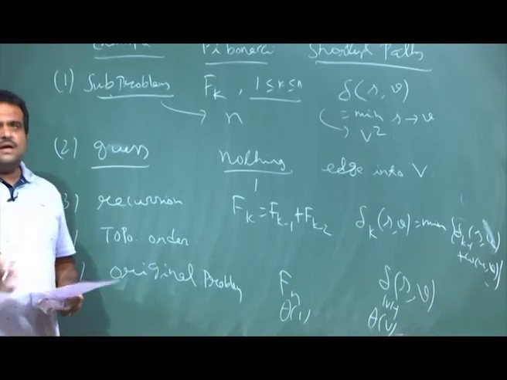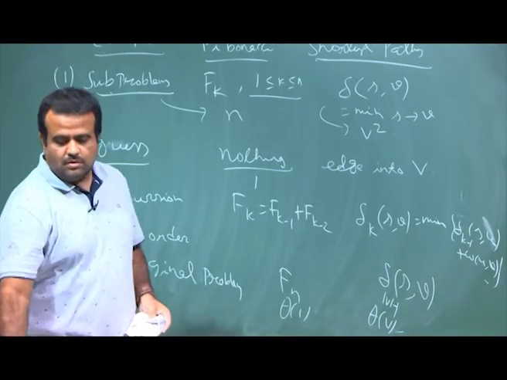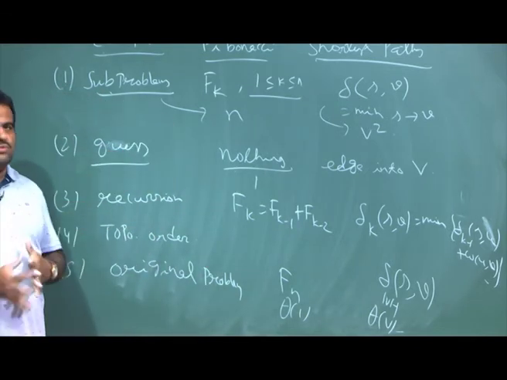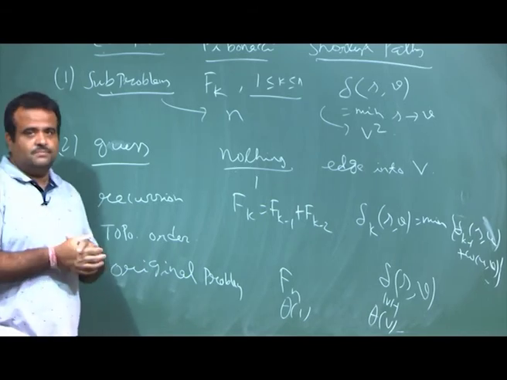So, this is the 5 basic steps for any DP problem, which we have jotted down for two problems, the Fibonacci number and the shortest path problem. Thank you.